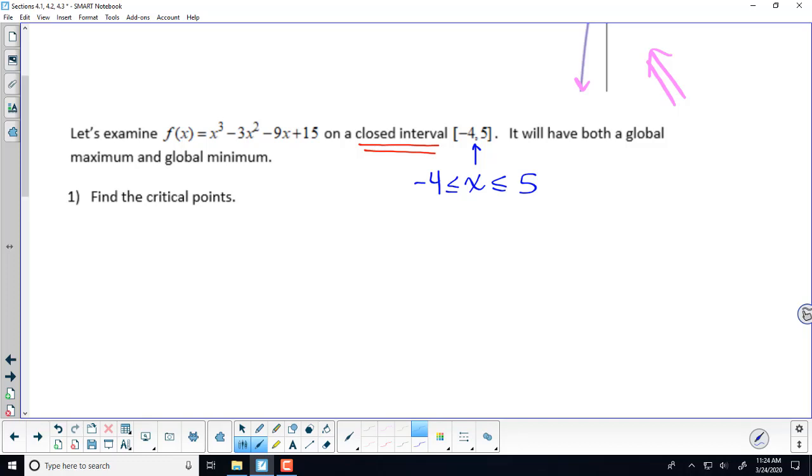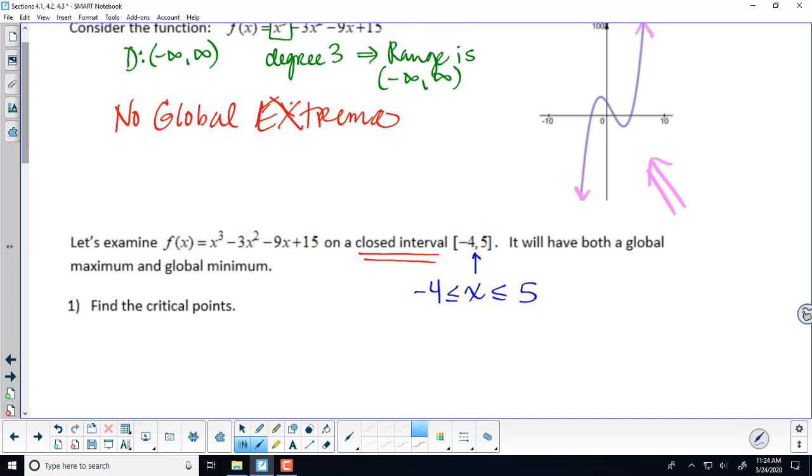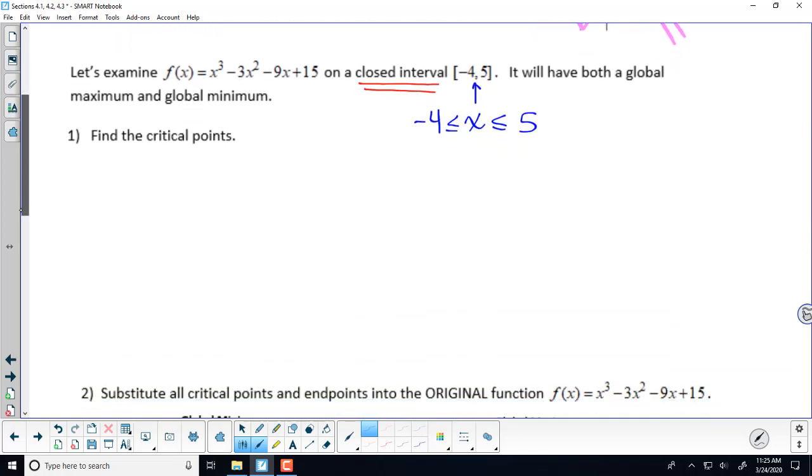If we restrict it, so if you think about it, let's go up here. If I chop it off at -4 and 5, and I just look at this part of the graph, there is a highest and a lowest point. So what we want to find is, what are those points? What's the location of those highest and lowest points on that part of the graph? So how can we do that without relying on the graph?